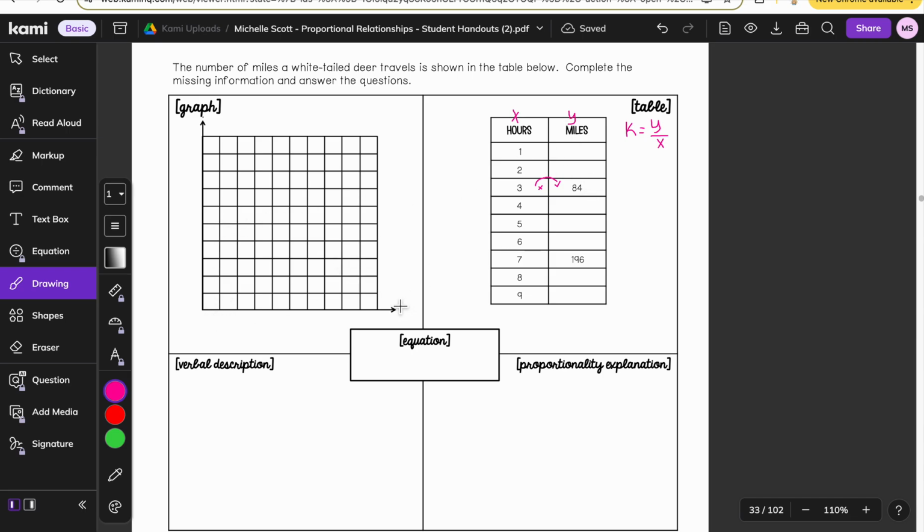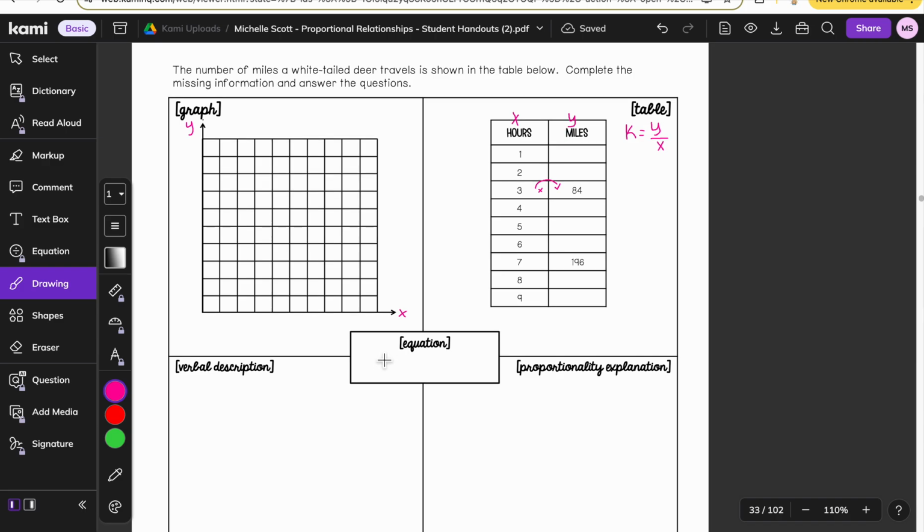Once you're done with that, you're going to graph. So I would definitely say do the table first, then graph. You're going to also have to write your equation. Remember, it starts with Y equals.